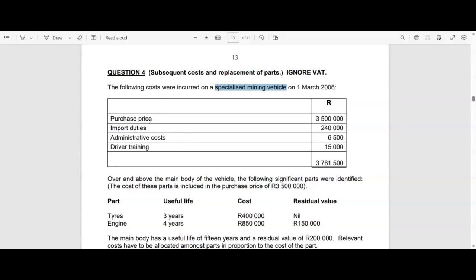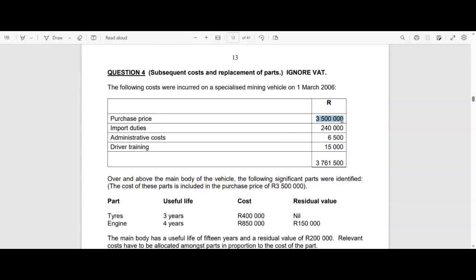And then they say we had a purchase price of 3.5 million. We know that will form part of the cost. We also had import duties, so we've got to decide whether that's a directly attributable cost or not. We had administrative cost, and we had driver training. So let us maybe just discuss quickly, first of all, before we go to the rest of the information, which of those should be seen as a directly attributable cost.